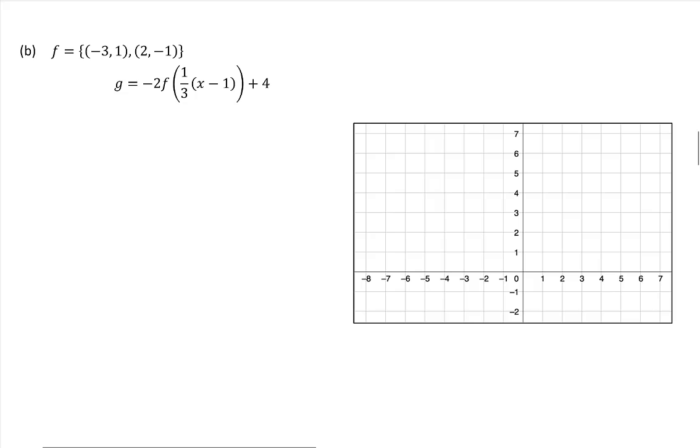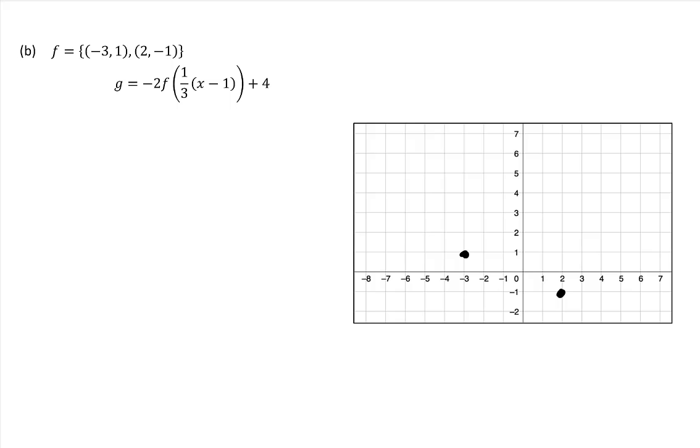Next one. This time we only have 2 points. So this would be hard to graph using transformation. So let's plot the 2 points first. So we have negative 3 and positive 1. And then we have 2 and negative 1. That's it. That's our whole function.